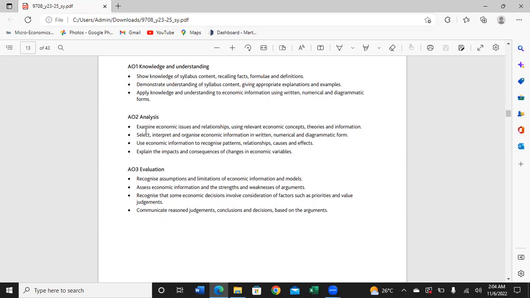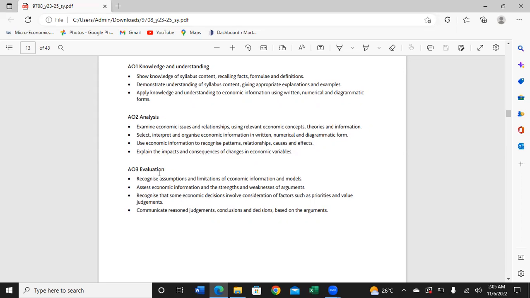And second is the analysis of economic issues and relationships using relevant economic concepts. Theories and information: select, interpret, and recognize economic information, including numerical data, and use it to recognize patterns, relationships, causes, and effects. Explain the impacts and consequences of changes in economic variables. What consequences will there be? This is the main part of the analysis.